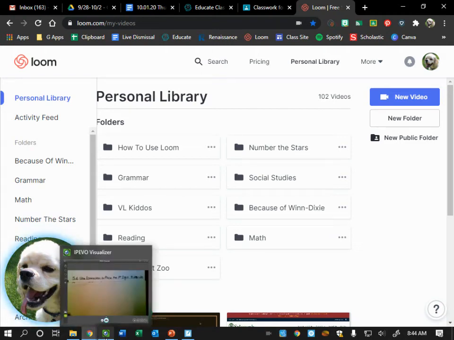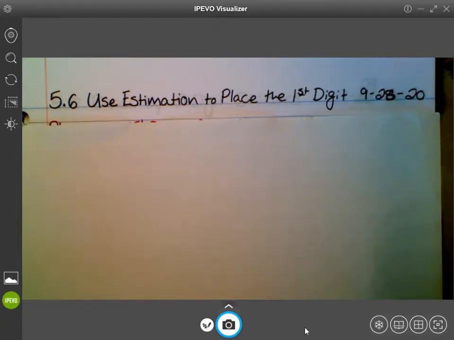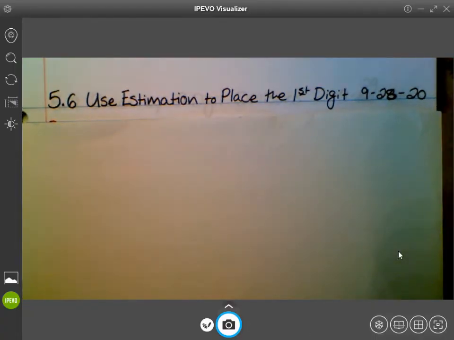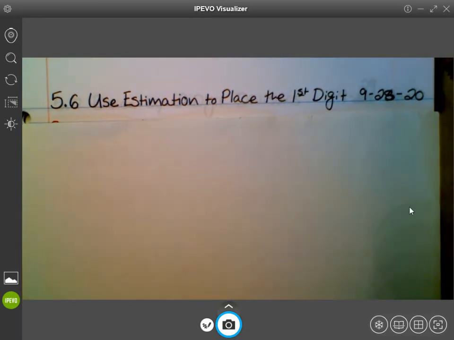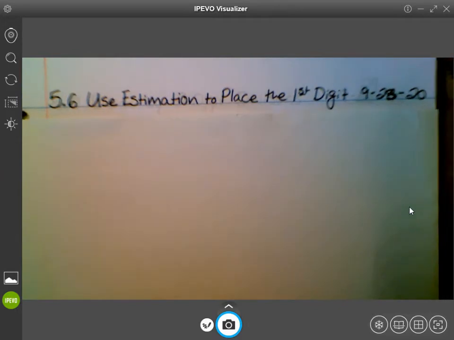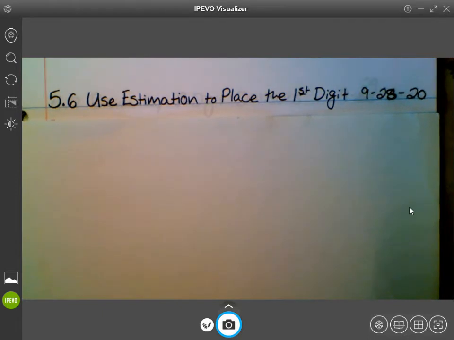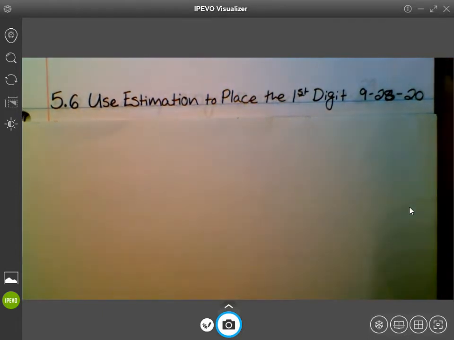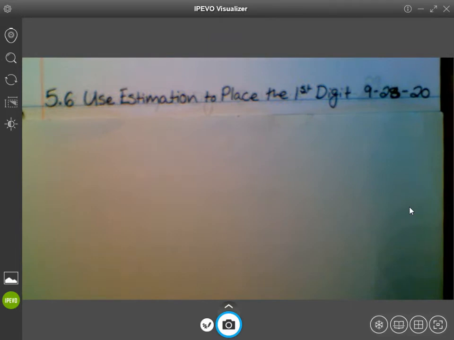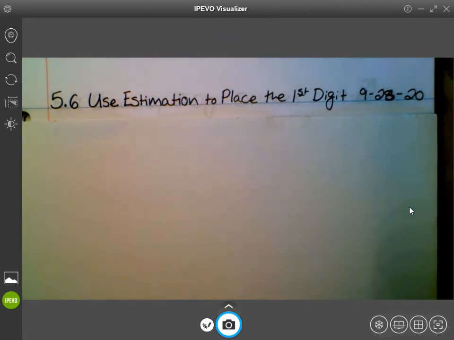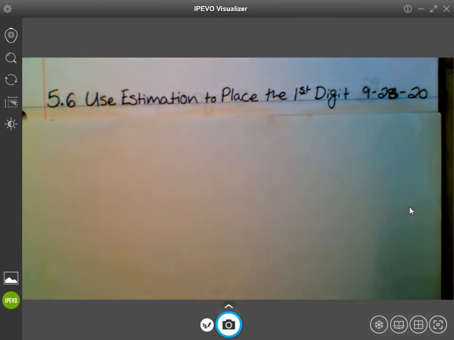We are opened up to the next clean page in our math notebooks, and we're going to be ready to take our notes. All right, so today our title is 5.6, use estimation to place the first digit. And today's date, which is 9/28/20.